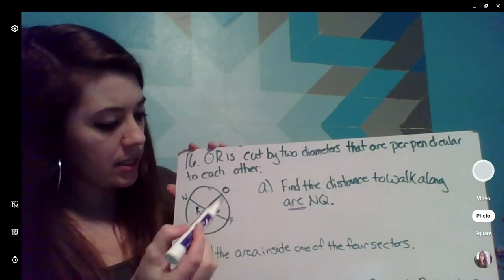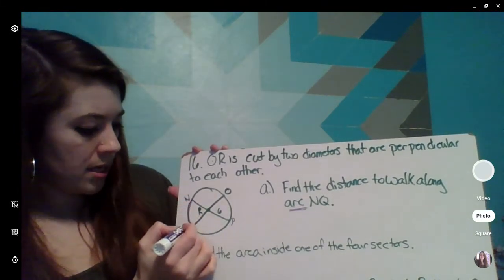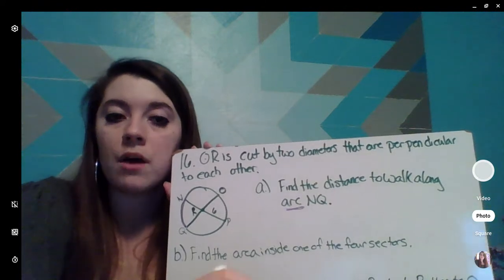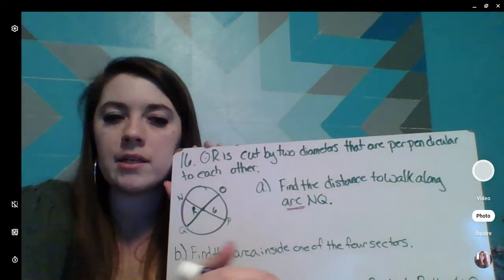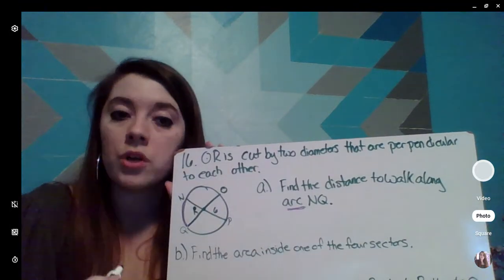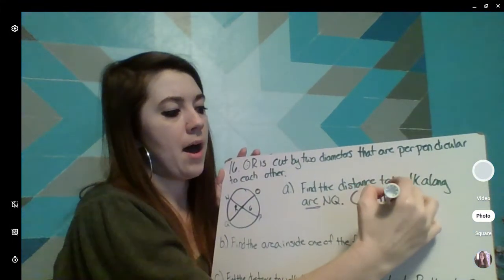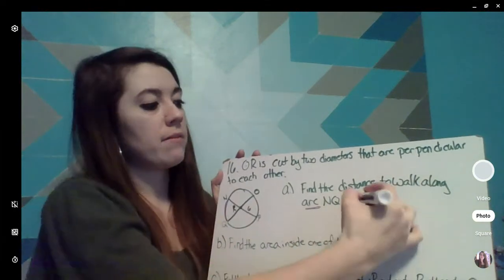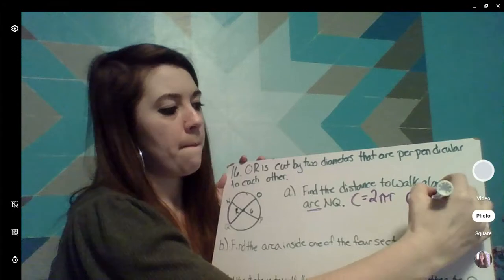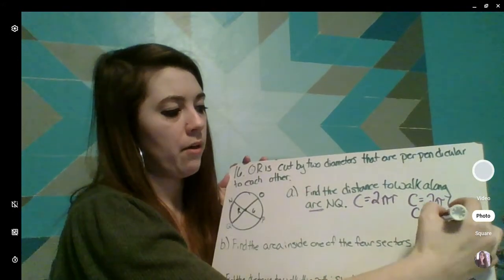Okay, so what we want to find is the arc NQ. NQ is this right here. Now, we talked about how arcs are part of what's going around the circle. So how do we find the distance around the whole circle? Well, we use circumference. So using our formula, C equals 2 pi r, we're going to solve for that. So we know our radius is 6. So C equals 2 pi times 6. So circumference equals 12 pi.